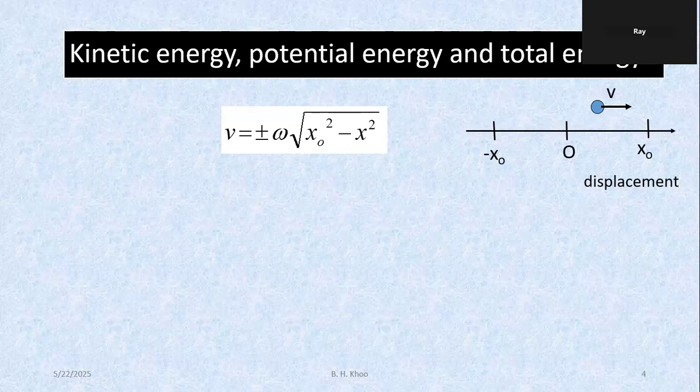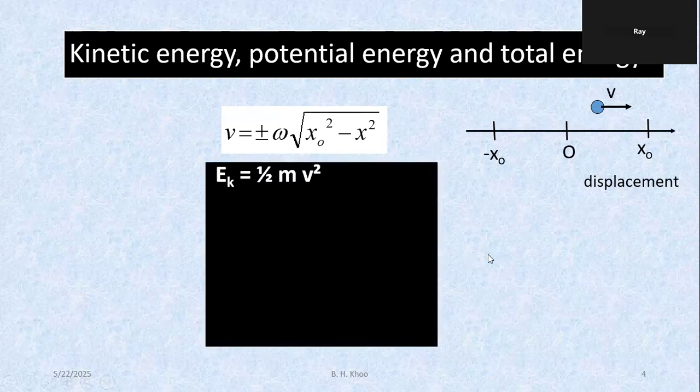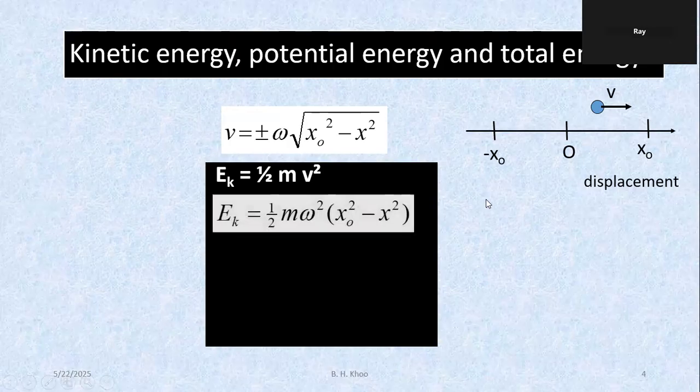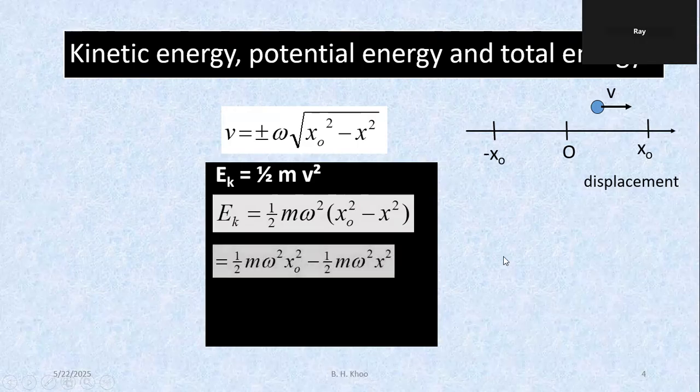Let's look at the energy. This formula can be obtained from the formula sheet. We use the kinetic energy formula, substitute inside there, square it, and replacing the v square, we get this equation. How to interpret this equation? Expand it, we get that equation. This stands for total energy, half m omega square x naught square, minus the potential energy, half m omega square x square.